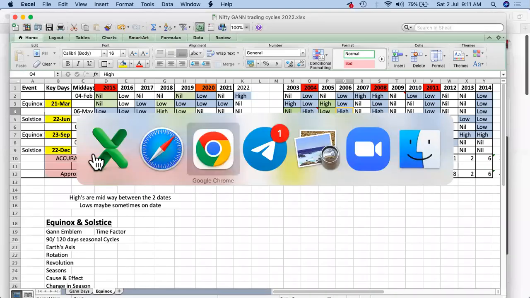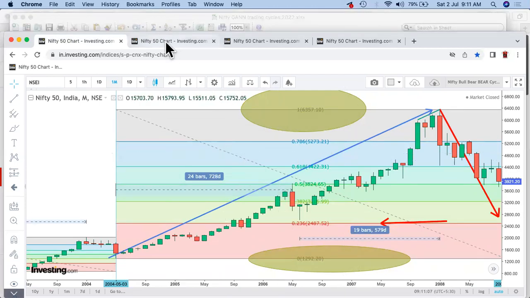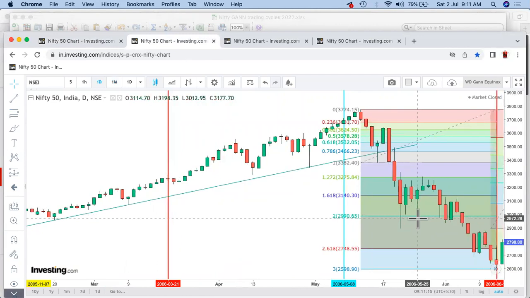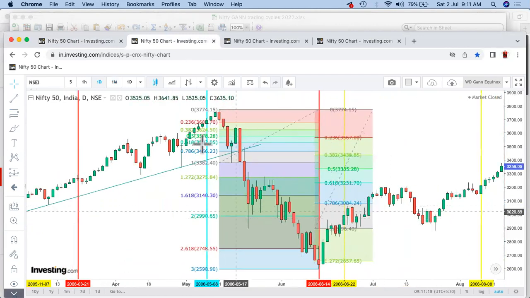I just wanted to show the relevance of these 2 months, that is May and June. So May was a significant high, and after that there was a low which was formed, right? So we saw this date within the purview of highs and lows.